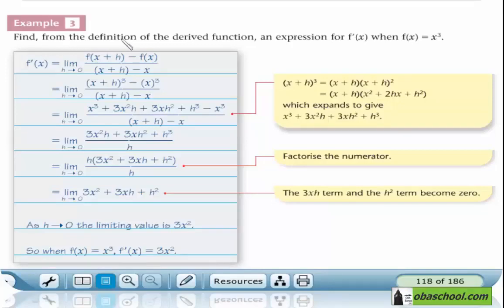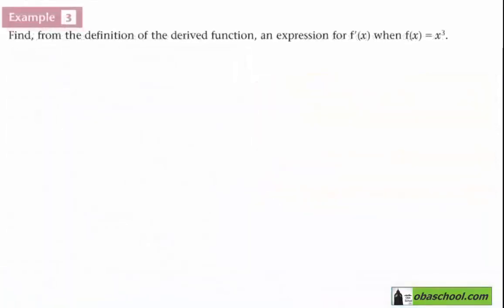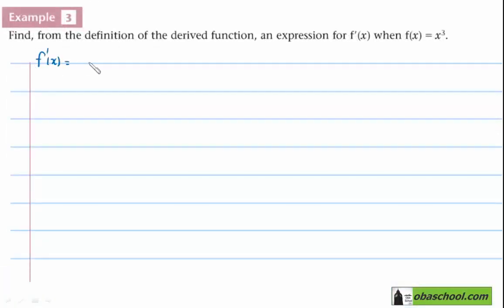We are asked to find from the definition of the derived function an expression for f prime of x when f of x equal to x cubed. Let's remember, f prime of x is the tangent or the gradient when f of x equal to x cubed. Let's work out this example together. We have f of x equal to x cubed. Then f prime of x from the definition is the limit as h tends to 0 of f of x plus h minus f of x divided by h.